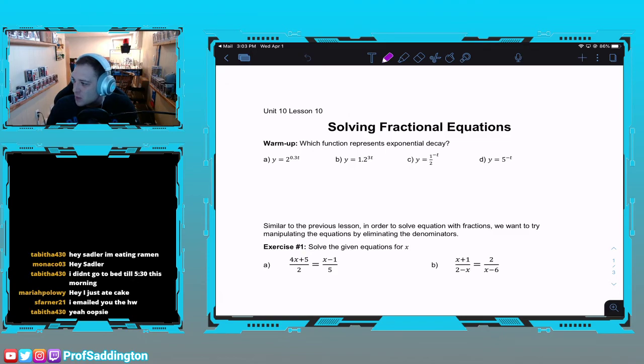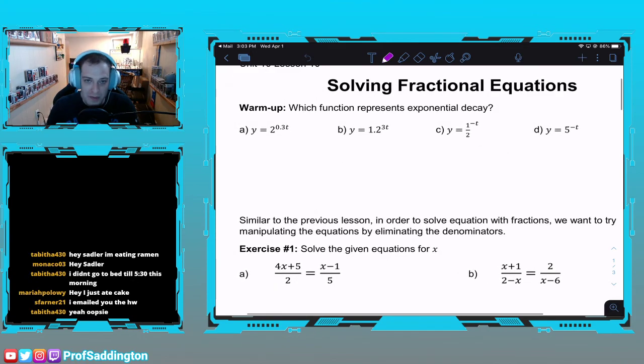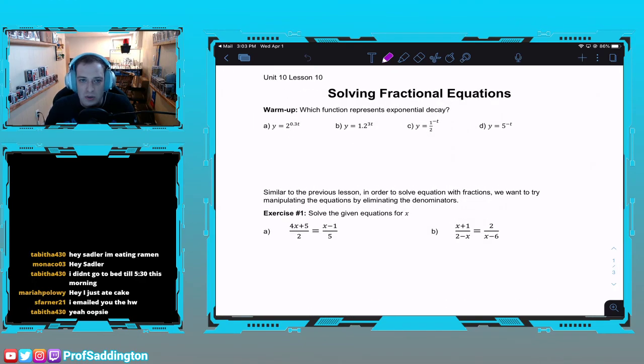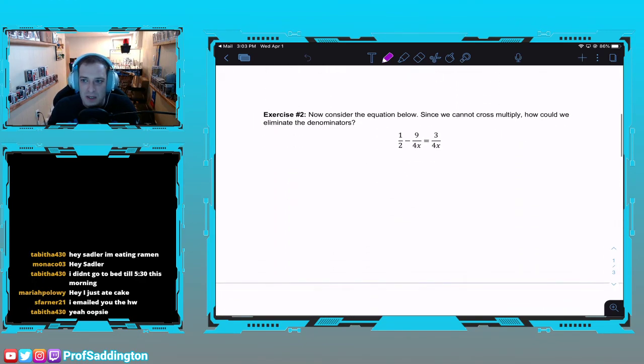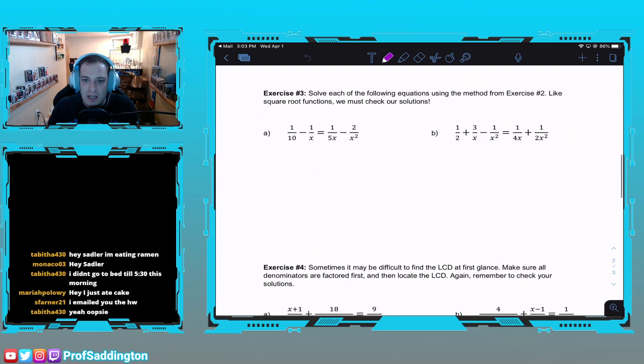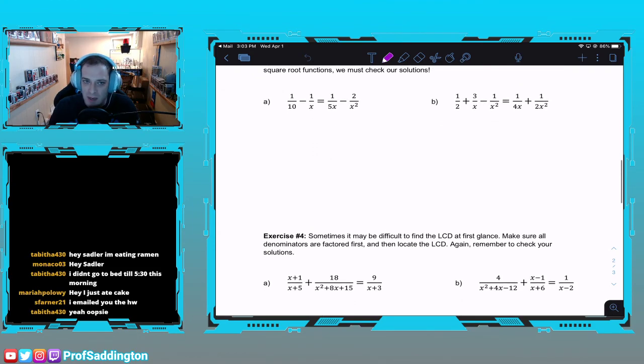All right, so what we're going to do is I'm going to do a little review question with you guys. This is a multiple choice question that came off an old Regents exam. And then I'm going to just do the first page of Lesson 10. The game plan is tomorrow we're going to do the second page of this lesson.